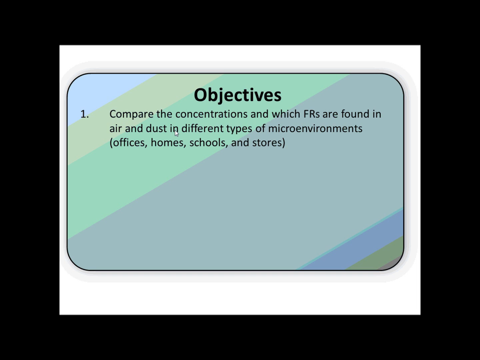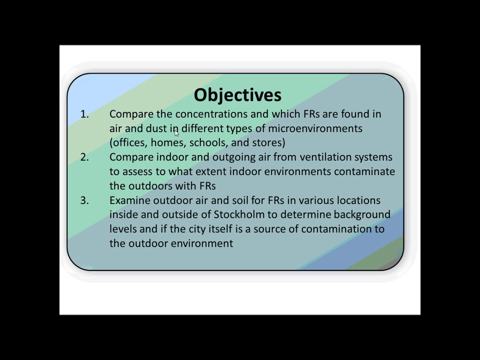With these facts in mind, this study sought to compare the concentrations at which flame retardants are found in air and dust in different types of microenvironments, such as offices, homes, schools, or stores. Compare indoor and outgoing air from ventilation systems to see to what extent indoor environments contaminate the outdoors with flame retardants. And also examine outdoor air and soil for flame retardants in various locations inside and outside of Stockholm to determine background levels and see if the city itself acts as a source of contamination to the outdoor environment.